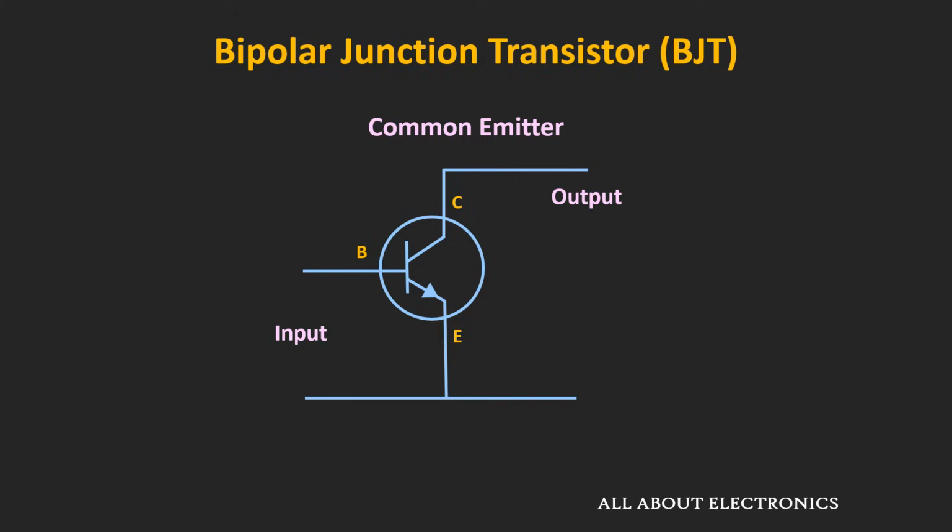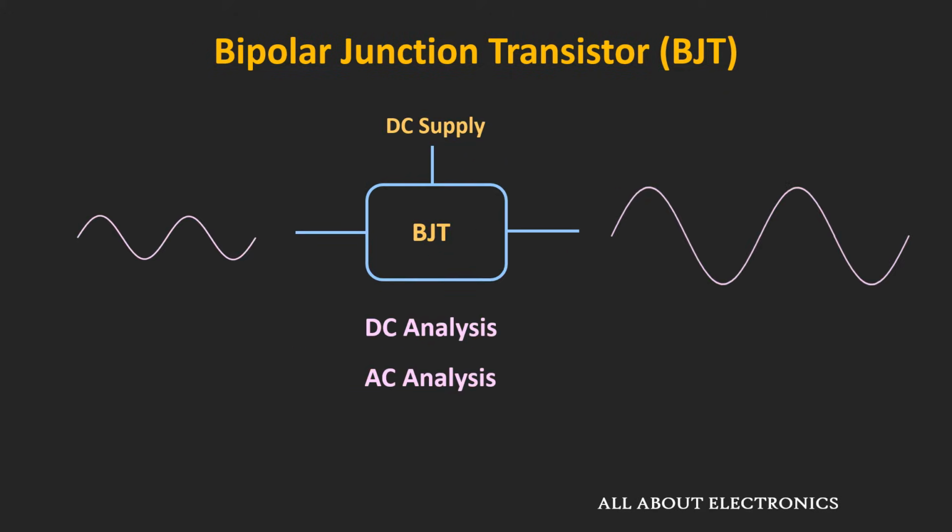So when we want to use the BJT as an amplifier, then we need to do two types of analysis. One is the DC analysis and the second is the AC analysis. So using the DC analysis, we can identify the operating point of the circuit and we can identify in which region it is operating. As we have discussed in the earlier videos, to use the BJT as an amplifier, it should be operated in the active region.